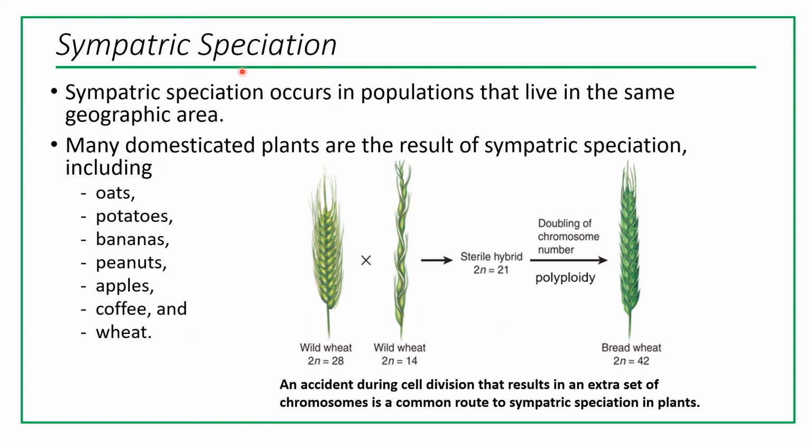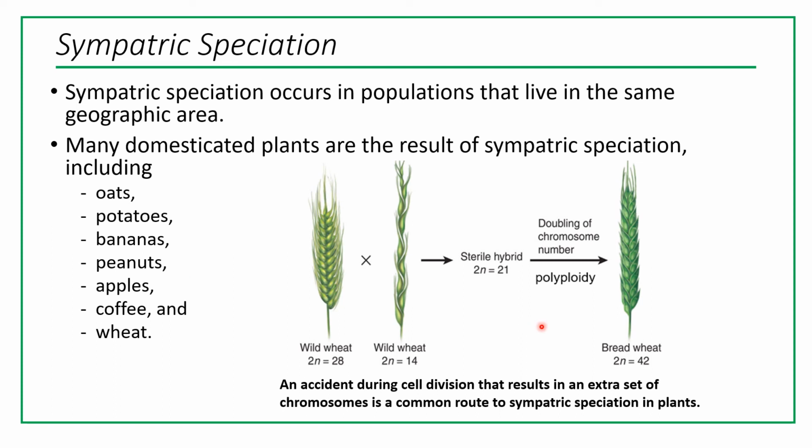Sympatric speciation, the one that I told you was going to be explained later. Sympatric speciation occurs in populations that live in the same geographic area. Examples are many domesticated plants, such as oats, potatoes, bananas, peanuts, apples, coffee, and wheat.